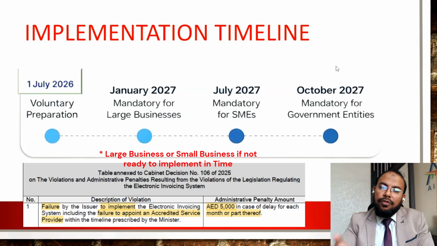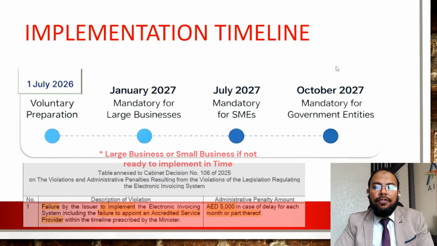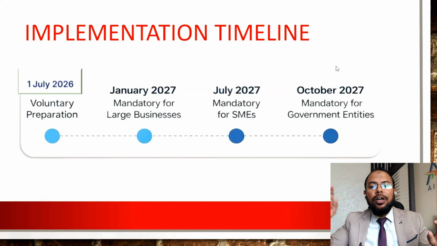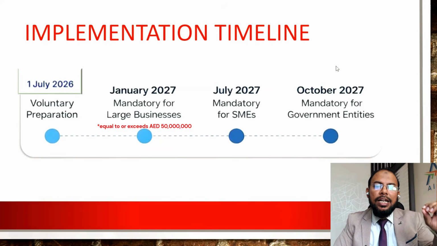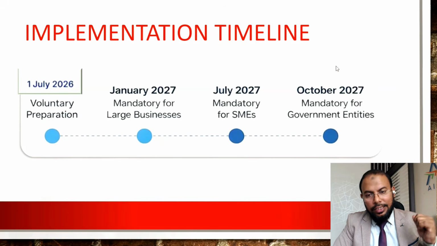If you are a large business and you are not ready for the e-invoicing process, you have to pay a penalty of 5,000 per month and so on. This is the drawback. Further, for your understanding, we will clarify what is a large business and what is a small business. A large business means your revenue is more than 50 million AED. I hope this is clear. If your revenue exceeds 50 million AED, you will be considered a large business, and you have to apply e-invoicing from January 2027.